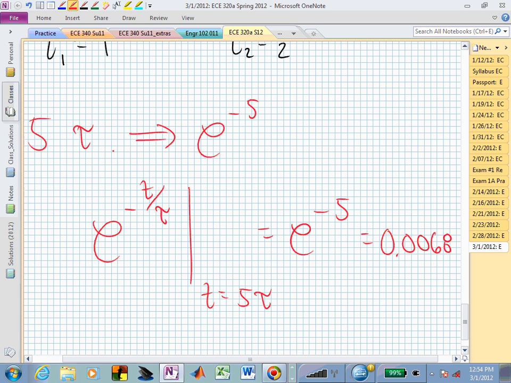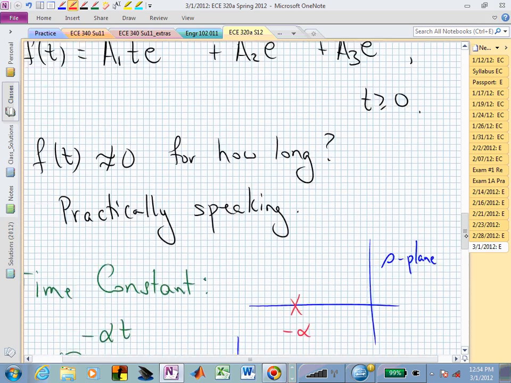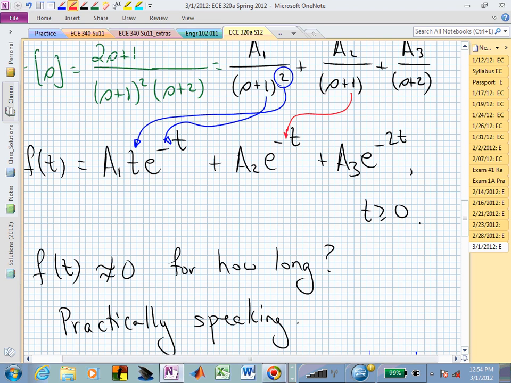Sometimes people may use 4 time constants, and that's roughly 2%. So if you started at 1, you would be at 2% of that in 4 time constants. In 5 time constants, you're at 1% of where you started. In this case, how many seconds do you need to wait before this f of t is practically gone? 5 seconds. So you're not going to sit down and get too comfortable before this f of t is gone.